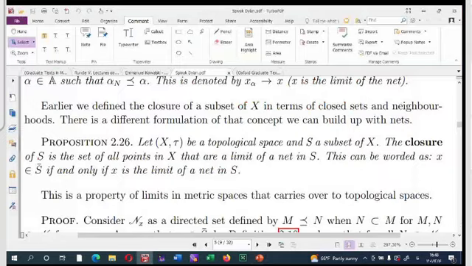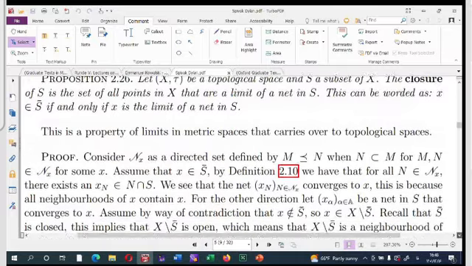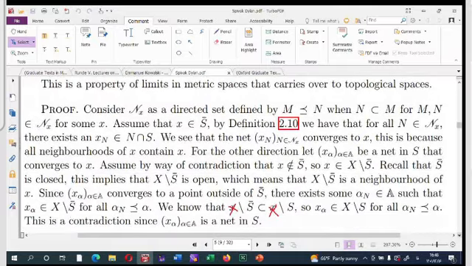And the proof of this is very similar to this proposition for metric spaces. We can see the proof of this.